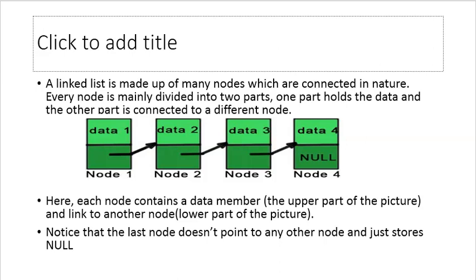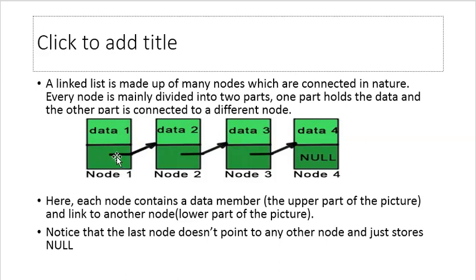Every node is mainly divided into two parts. One part holds the data, while the other part holds the pointer. So one part holds the data and the other part is connected to a different node, and that is the pointer. Through the pointer you will connect one node with the other. So the node consists of two parts, the data part and the pointer part.